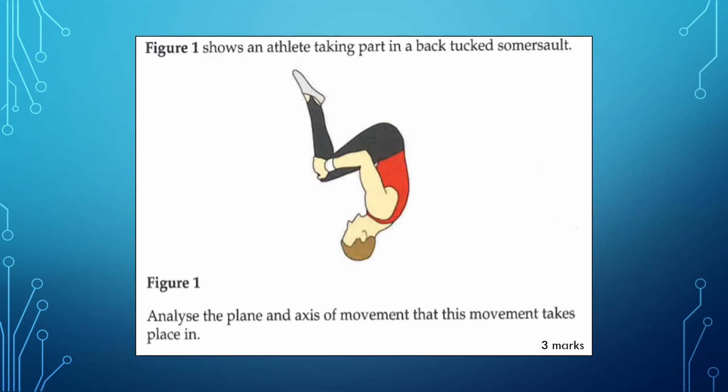Okay, the next example would be a short answer question. For example, this is worth 3 marks. The picture shows an athlete taking part in a back tucked somersault. Now, the key question here is analyze the plane and axis of movement that takes place in. So analyze the plane and axis of movement that this movement takes place in. So we're looking at a tucked somersault. Think back to our previous information. To complete a tucked somersault, what types of movement are involved? What axis does that happen in, and what plane does it occur in? So I'll reveal the answer on the next slide.